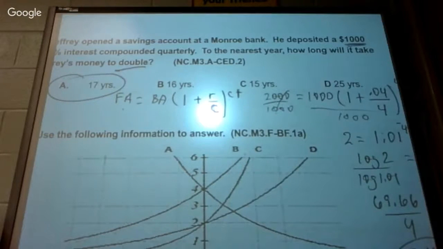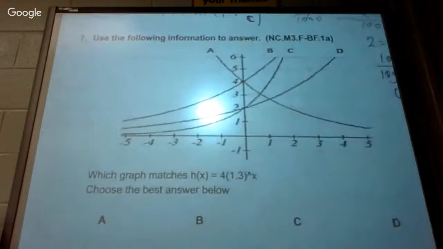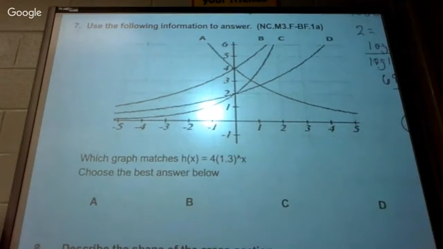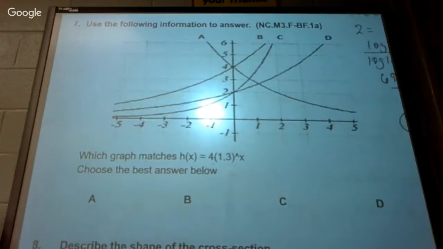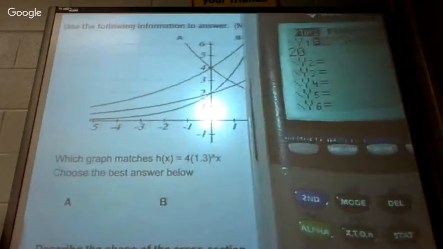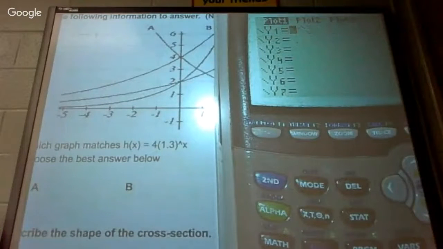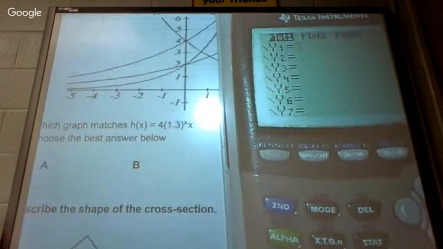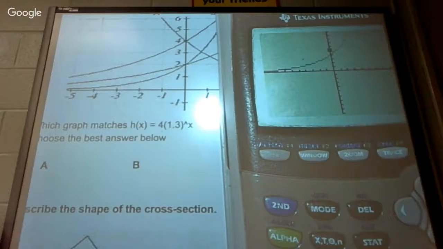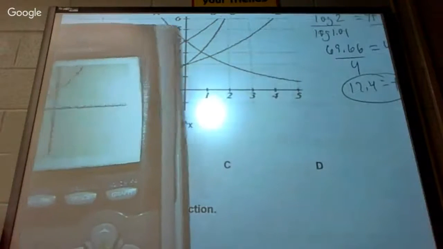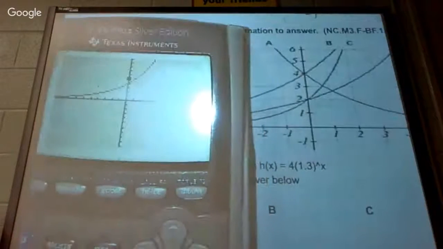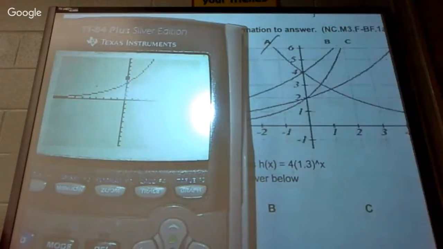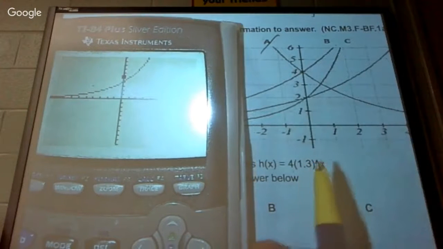Number 7. Use the following information to answer which graph matches this. Probably the simplest question on the test. We type this into the calculator under y equals: clear that one out and type in 4 times 1.3 to the x, and graph it. Let's see what we can eliminate. We can eliminate A, definitely. Now B, C, and D, we have to figure out which is which.